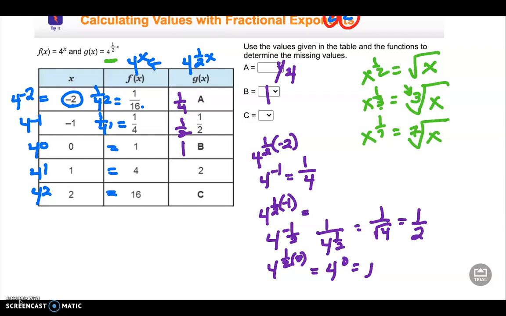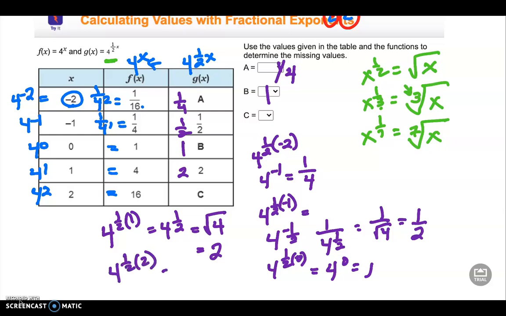They've done 4 to the 1/2 times 1 is equal to 4 to the 1/2. Well, we know that's the same thing as the square root of 4, which is equal to 2. And then finally, we've got 4 to the 1/2 times 2, which equals 4 to the 1, which is equal to just 4. And there's our c value right there. And you'll notice that each of our g of x values are the square root of the f of x values.